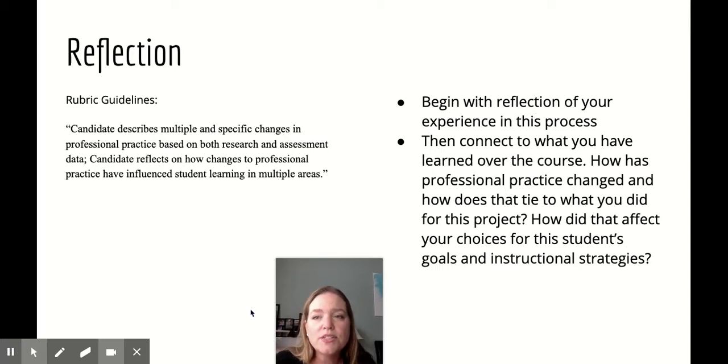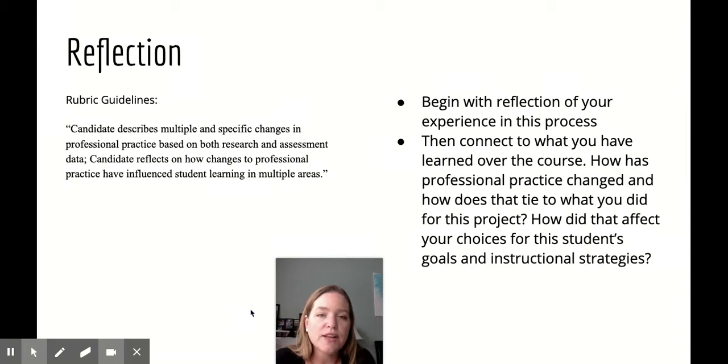The next section is a reflection. This doesn't have to be very long, a paragraph or two. And here you're going to talk about the multiple and specific changes in professional practice that you experienced based on both research that you did and the assessment data that you gathered. You reflect on how those changes to your professional practice have influenced student learning in multiple areas.